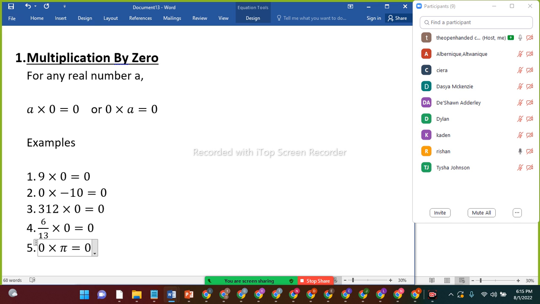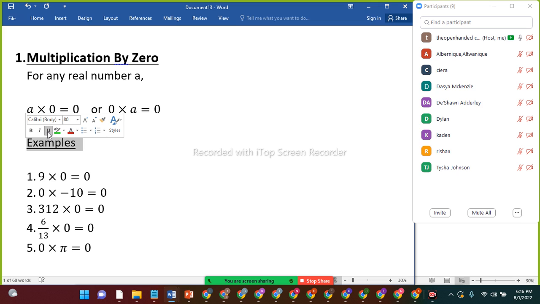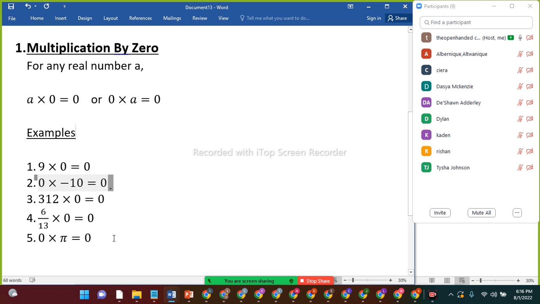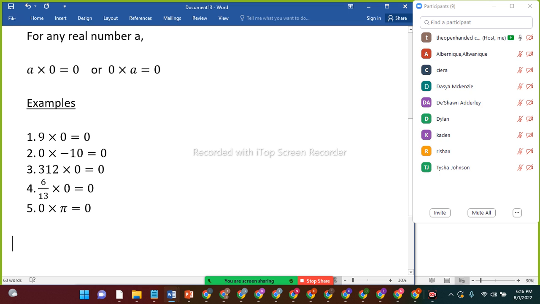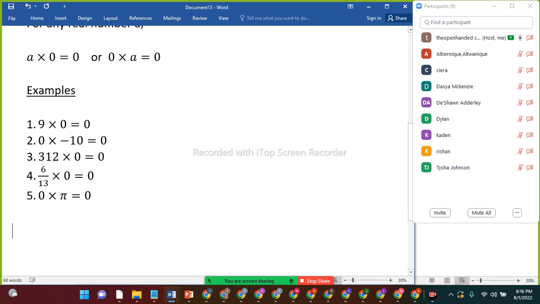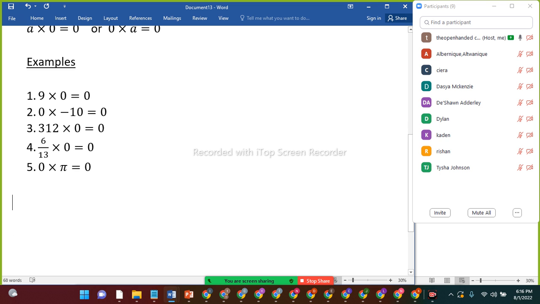0. 0. Yes, still 0. Very good. So these are examples. A number times 0 is 0, and 0 times any number is going to be 0. This is what you call the multiplication by 0 property. All right, that's the first one. So that's an interesting fact about 0. Anything you multiply by 0 is still 0.